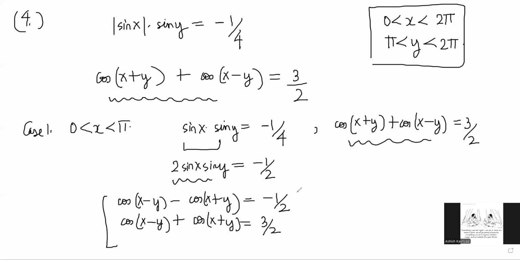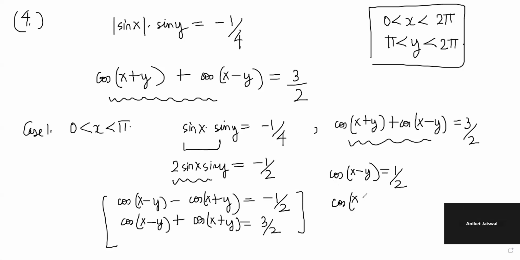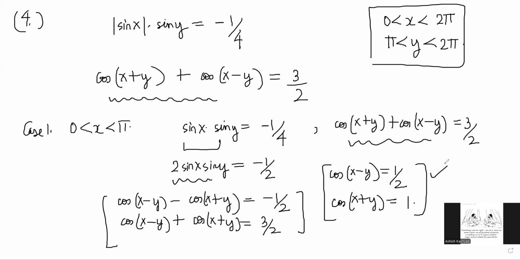Now, from these two equations, you can easily get cos(x minus y) is coming out to be, when you add it, you will get 1, so 1 divided by 2, so 1 by 2. And cos(x plus y) will come out to be 1. So this is easily solved now, because for x minus y you will write the general solution, for x plus y you will write the general solution, and you will solve those two equations. When you solve the equations, it is important that you take different integers. Don't take the same n everywhere.